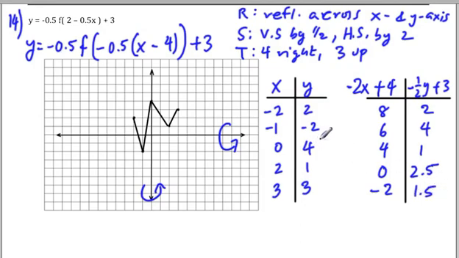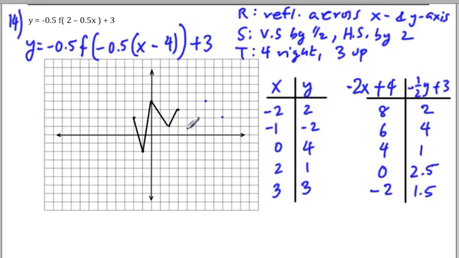Let me just see if everything's correct. Yeah, everything does seem right. Okay, so now let's plot this. I'm just going to erase this. So we got 8, 2, so 2, 4, 6, 8, and 8, 2 is right there. Okay, so that's our first point. Then 6, 4. So 2, 4, 6, and 1, 2, 3, 4.